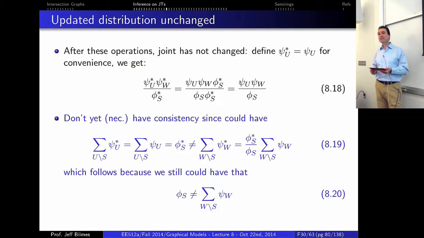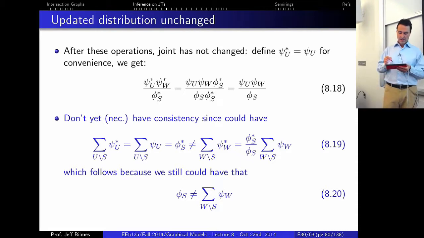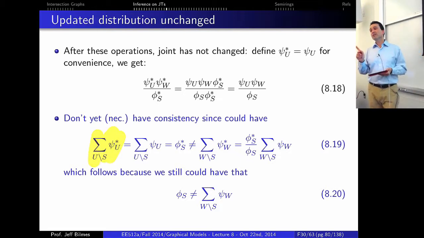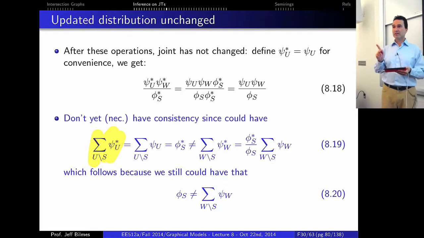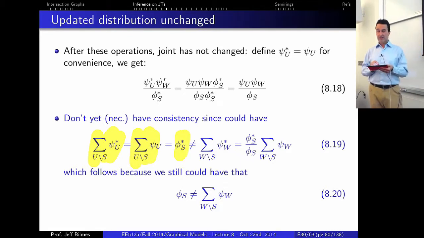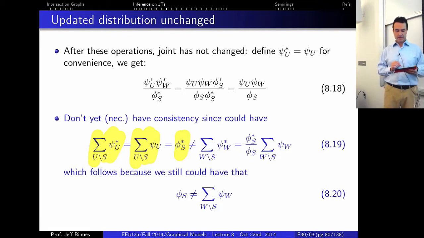But on the other hand, we don't necessarily have consistency. So why don't we have consistency? Well, it's certainly quite possible to have the following situation happen. In equation 18.19, when we sum out, remember, psi star sub U is just an alias of psi sub U, so this is the same as that. And that was the thing that gave us this message, phi star sub s.